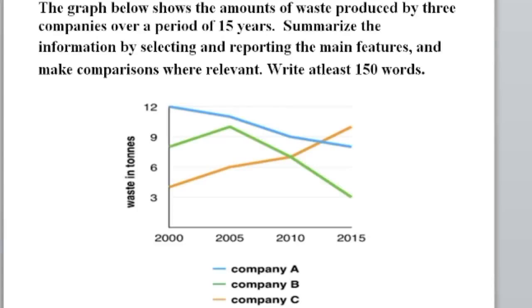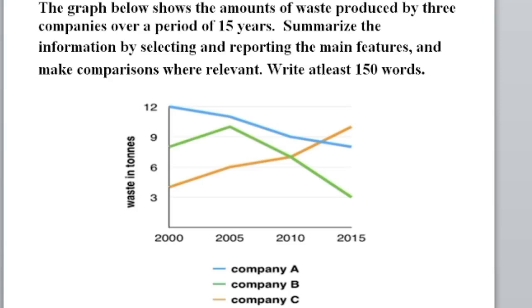So in this video, let's straight away describe this graph in front of us, a Task 1 question. So let's get started. The graph below shows the amount of waste produced by 3 companies over a period of 15 years. Summarize the information by selecting and reporting the main features and make comparisons where relevant. Write at least 150 words.